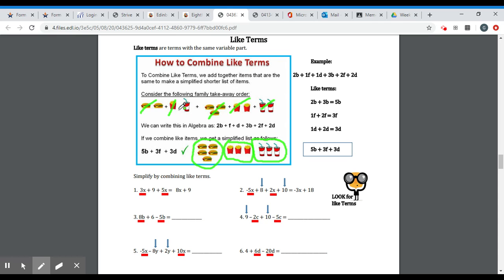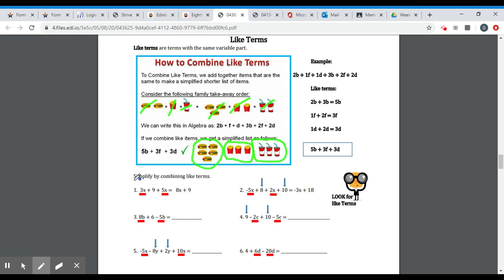And so now instead of having this all scattered, I've combined my like terms to get 5 burgers, 3 fries, and 3 drinks. Okay. And again, just like the distributive property, you're going to have to take it step by step. Break it down and really look at your equation in total to be able to combine your like terms correctly. Okay. So let's look down here at some of these examples.